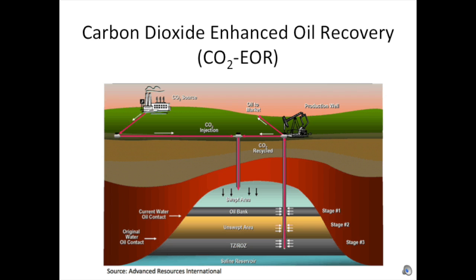To do CO2 EOR, the CO2 is transported in a pipeline as a supercritical liquid. It is then injected into the reservoir. As it sweeps across, it produces the oil, which is then shipped to market. The CO2 is recycled until the end of the project and is trapped permanently.